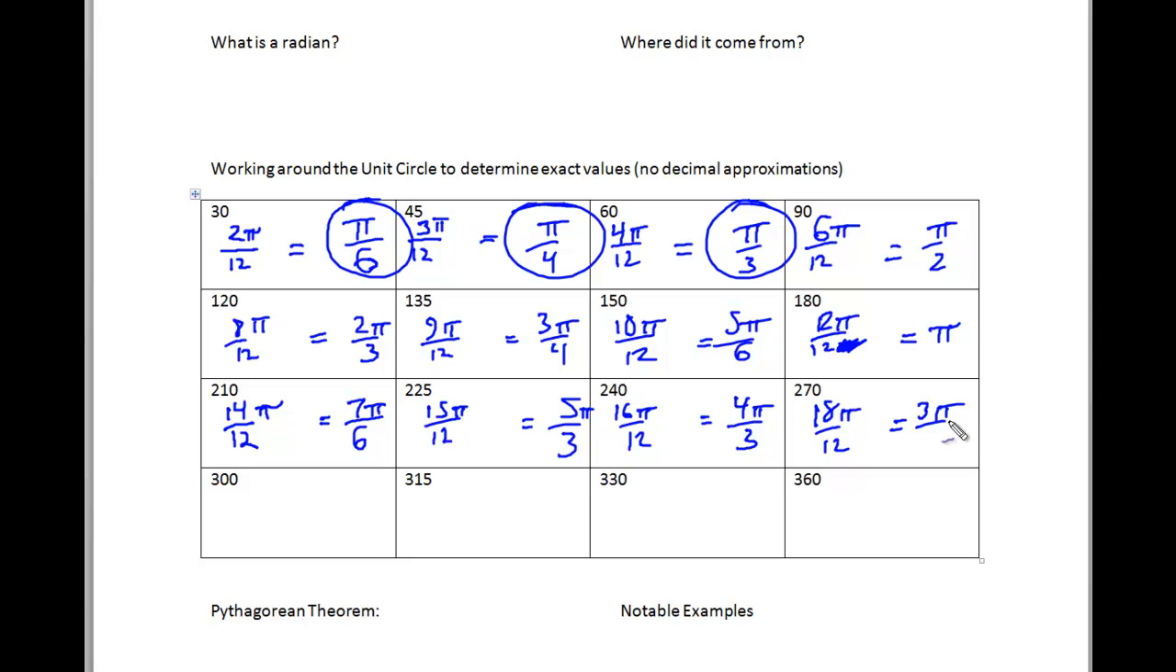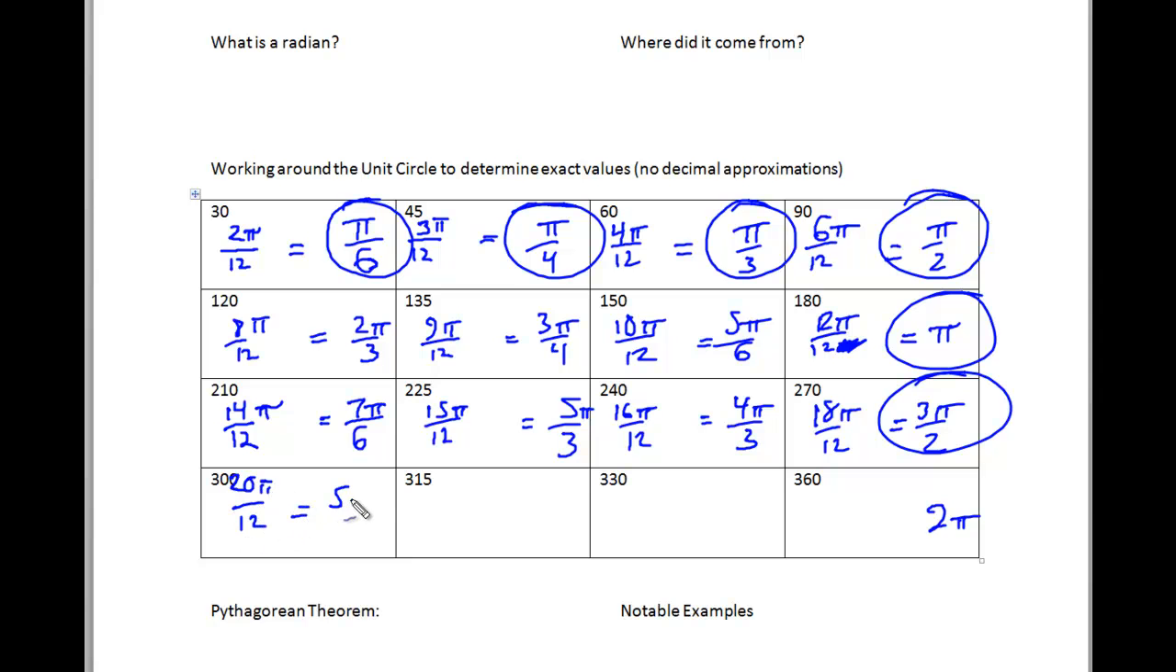3 pi over 2. So here's all of our 90-degree marks here. We got pi over 2, pi, 3 pi over 2. You can see that we're going to get to the end here at 2 pi. 300 degrees, again deriving this, 20 pi divided by 12 is going to give me 5 pi over 3. And then we have 21 pi over 12 gives me an answer of 7 pi over 4. And then 22 pi over 12 gives me an answer of 11 pi over 6.